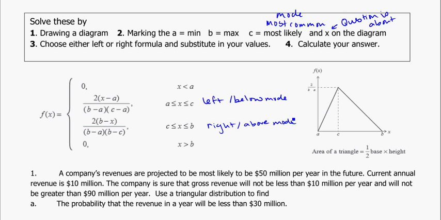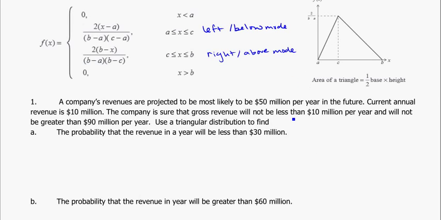Okay, let's take a look at a question. A company's revenues are projected to be most likely to be $50 million per year. Well, that's some information right there, isn't it? And most likely, 50 million, that right there tells me that we've got C equal to 50, because that's the mode, most likely to happen.